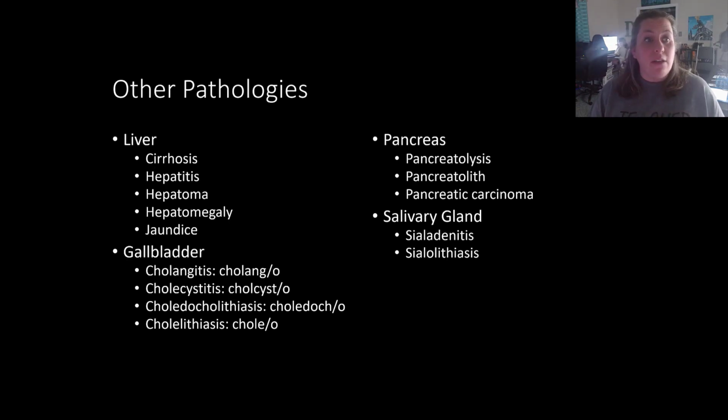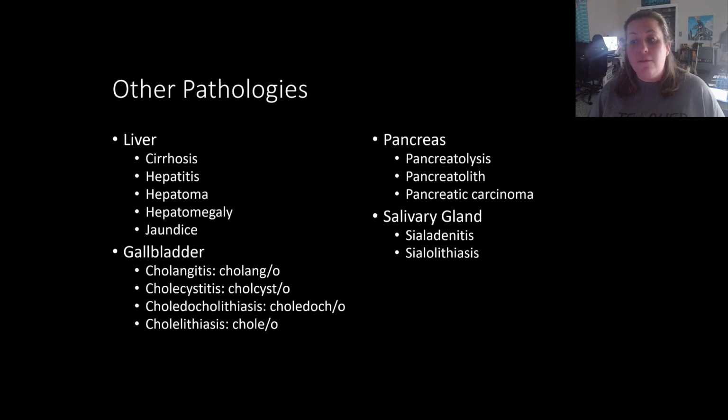All right, so some pathologies that deal with the liver, the gallbladder, and the pancreas, as well as the salivary glands. For the liver, we see things like cirrhosis. This is a chronic progressive liver disease. It's characterized by the liver cells eventually not doing their job anymore, and they become increasingly resistant to blood flow through the liver. There's a lot of things that can cause cirrhosis. Of course, chronic drinking is one of them, but hepatitis can also cause this.